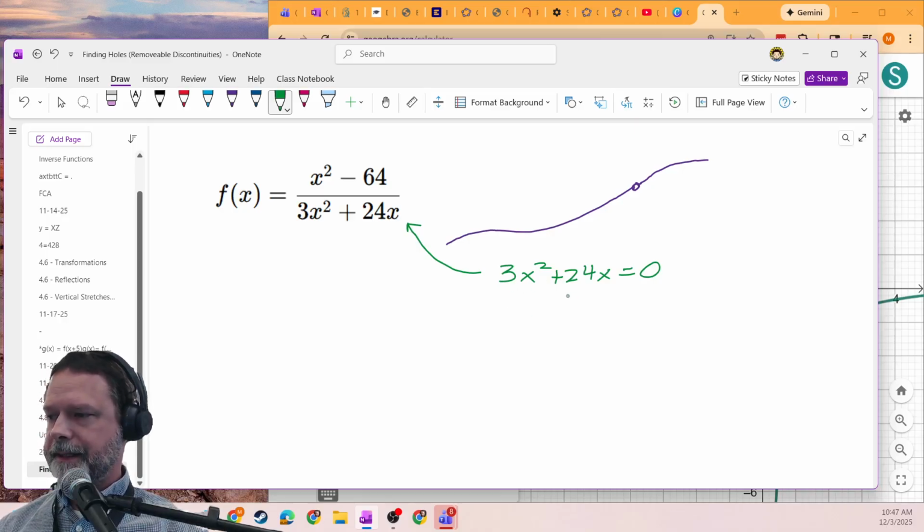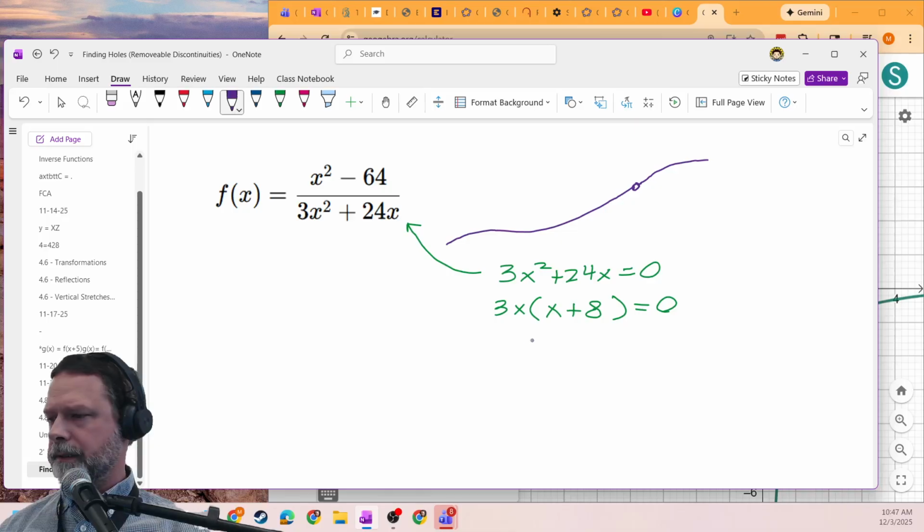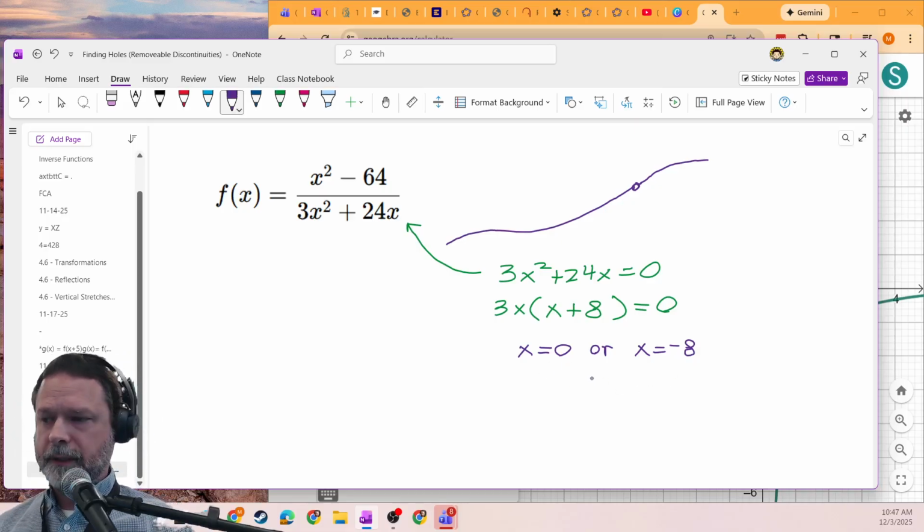This is a polynomial equation, a quadratic equation, so we normally try to solve these by factoring. I think this does factor. I can factor out the greatest common factor of both of these, 3x. I get 3x times x plus 8. And therefore, x is either 0 or negative 8 as my two solutions. And so these would be my two vertical asymptotes.